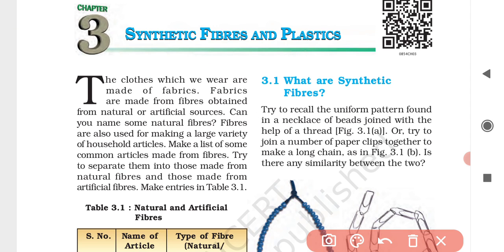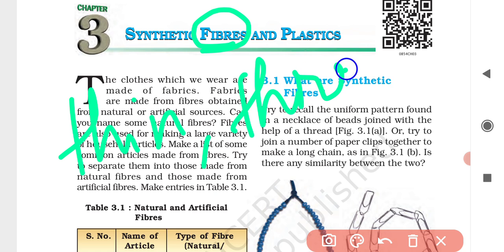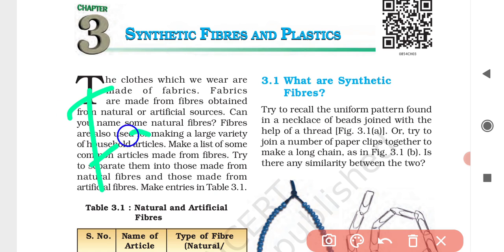First of all you have to understand the meaning of fibers. What are fibers? Fibers are very thin thread like strands from which the cloth is made. And fabrics means cloth. You have heard about fabrics, right?